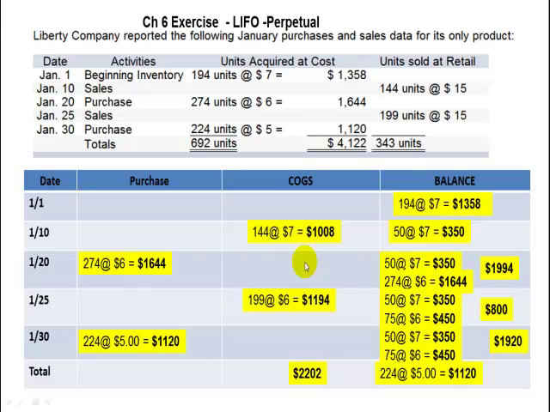The cost of goods sold for the whole month will be the sales we had on the 10th for $1,008, and the sales that we had on the 25th for $1,194, a total of $2,202. So we've done specific identification, we've done weighted average, we've done FIFO, and now this is LIFO, and we're finished.